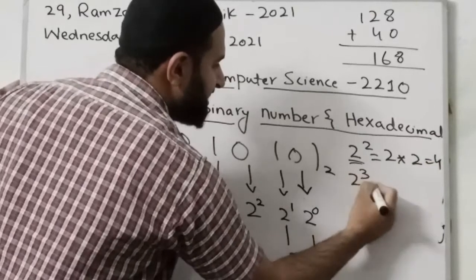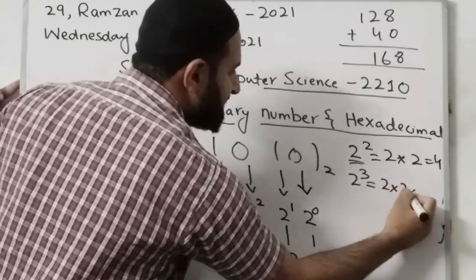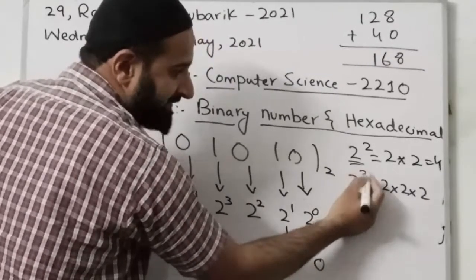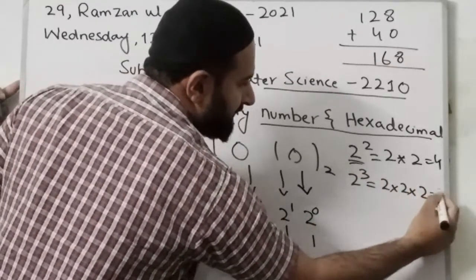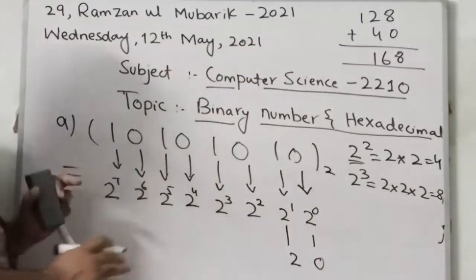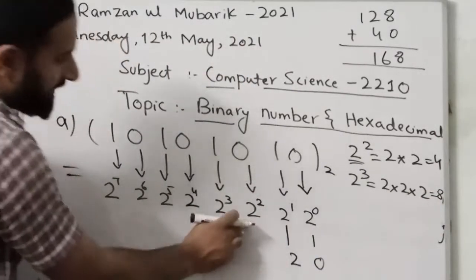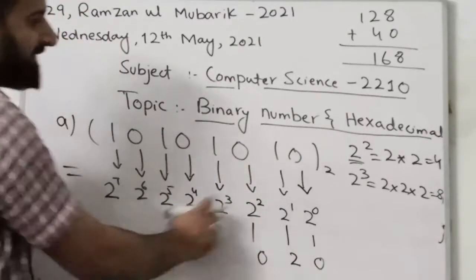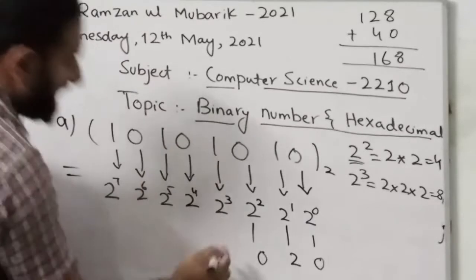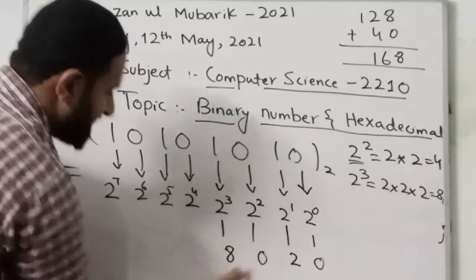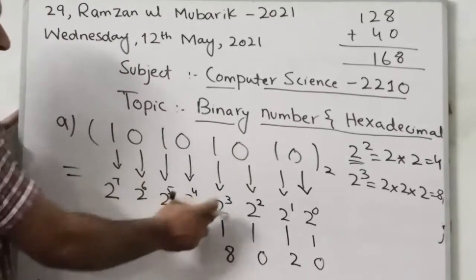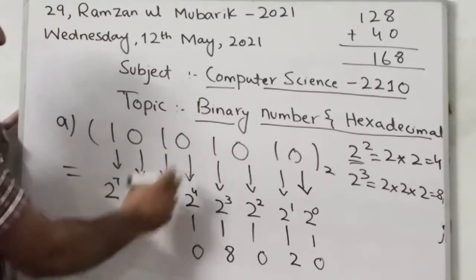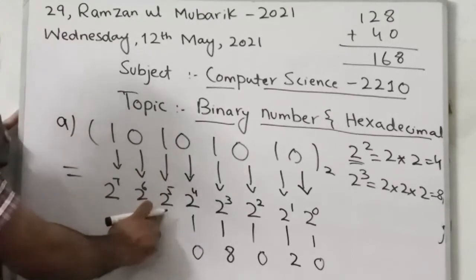And 2 power 3 means you need to multiply 2 how many times? This time, 3 times. So we will get 8. Then keep going. 4 multiplied with 0 will give you 0. 2 power 3 is 8. 8 multiplied by 1 will give you 8. 8 ones are 8. Then 8 twos are 16. 16 multiplied by 0 will give you 0. Then 16 twos are 32. 2 power 5 is 32.